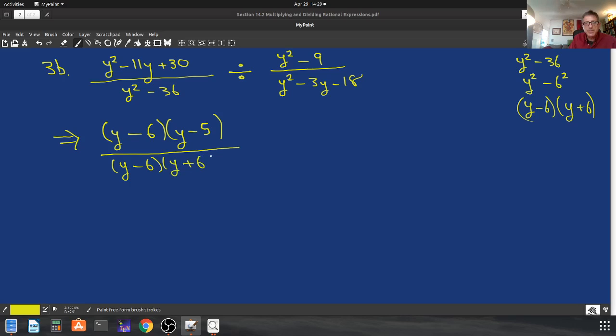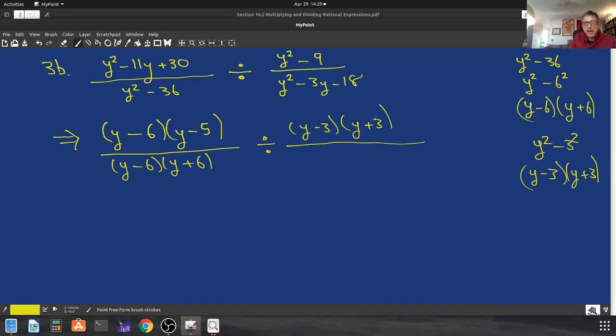Great, I already see something I can factor before I start trying to divide. Y squared minus 9, well, that's the same thing as y squared minus 3 squared, which is y minus 3, y plus 3. And y squared minus 3y minus 18. I need two numbers multiplied together that give me minus 18, and added together give me minus 3. So it's going to be y minus 6, y plus 3.